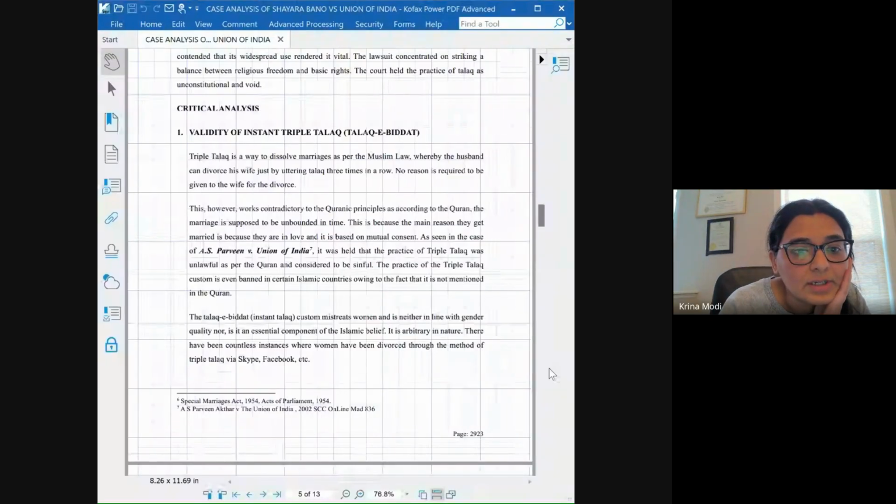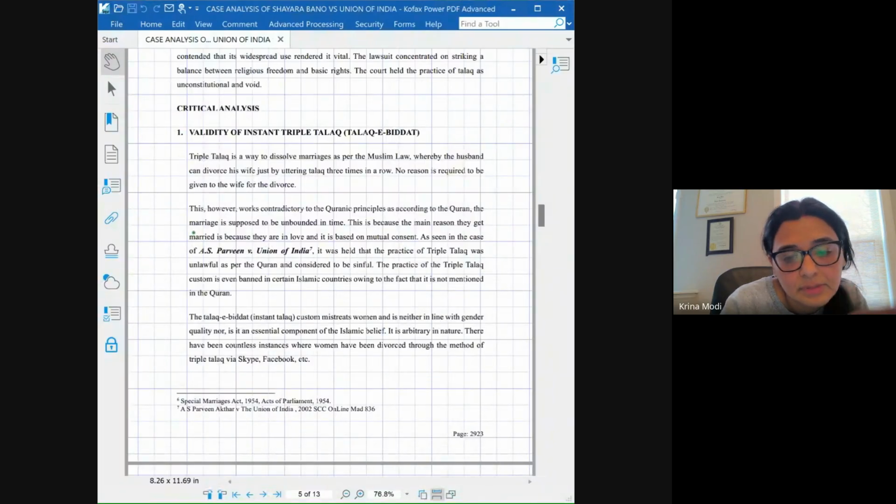Validity of instant triple talaq. Triple talaq is a way, we know what that is. The analysis of this, however, works contradictory to Quranic principles, as according to the Quran, the marriage is supposed to be unbounded in time.